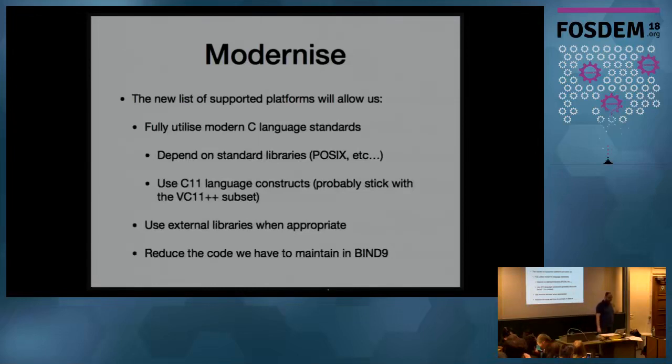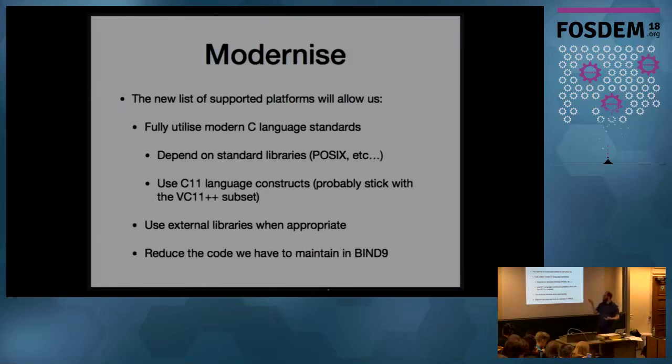So the libisc, there is a whole set of libraries that are full of wrappers to fix bugs that no longer exist in modern operating systems. So we should rely more on standard libraries, use POSIX, use C11 language constructs. We will probably stick with the subset that's supported by Windows to just make things easier for us, so we don't have to have some wrappers around it. But the Visual compiler subset is mostly complete for the things we want to use.